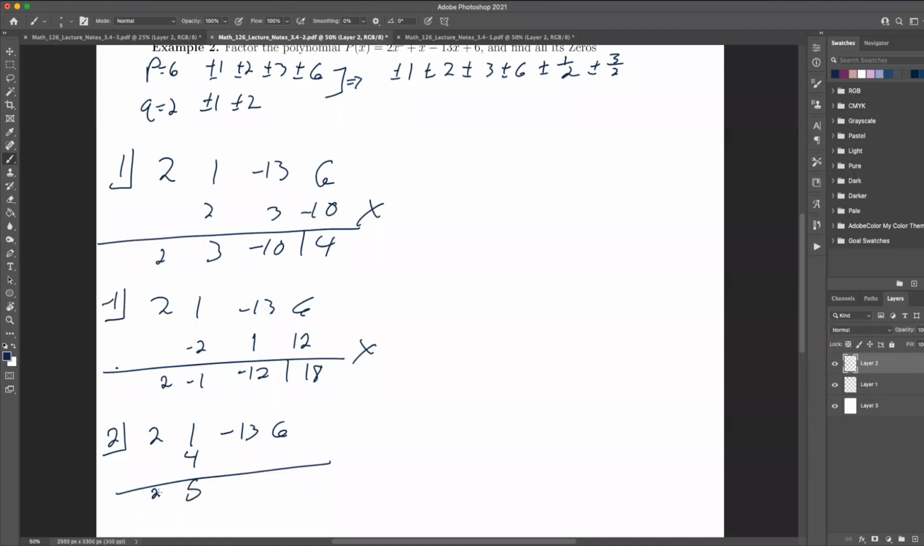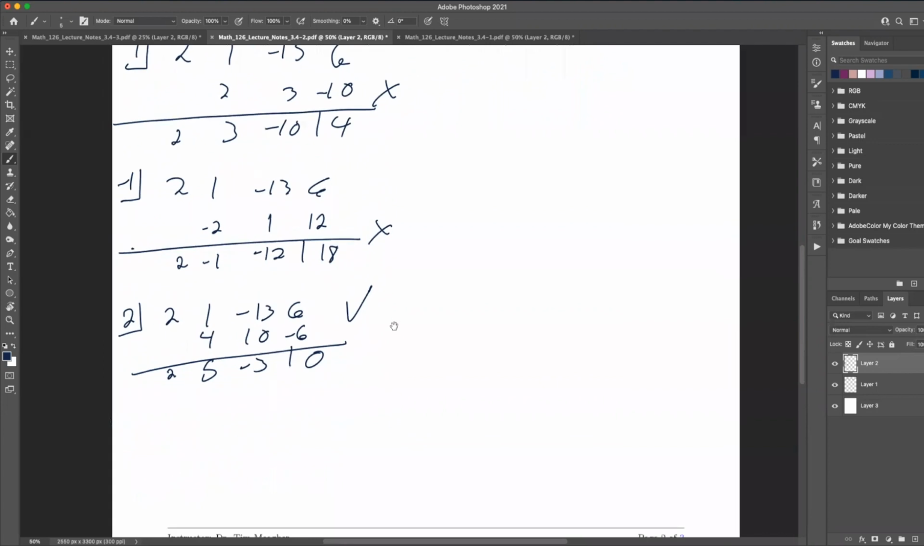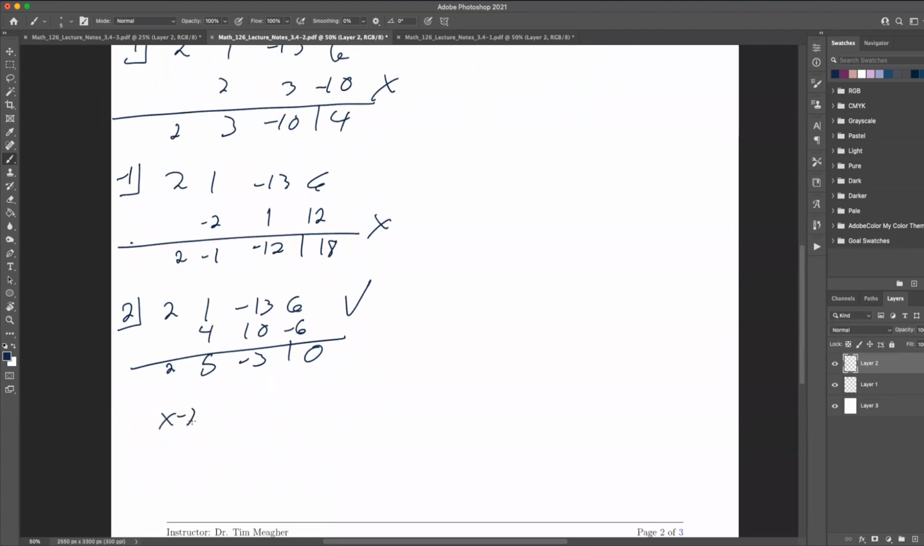So this turns into 5. So 2 times 2 turns 4, 5 times 2 turns to 10, 10 gives me -3, and -3 times 2 gives me -6, which ends up being a 0. So we have a factor. Ding, ding, ding, we win, right? And so here I can write this as x minus 2 times 2x squared plus 5x minus 3. Okay. All right, so where are we at here? Here we want to find all the possible factors of this.